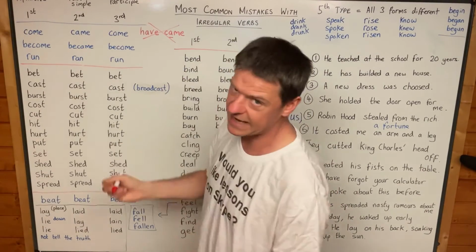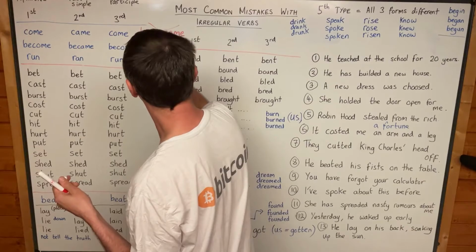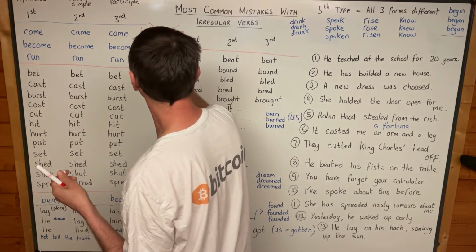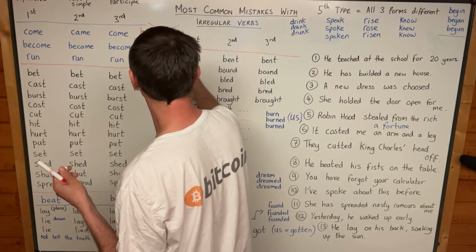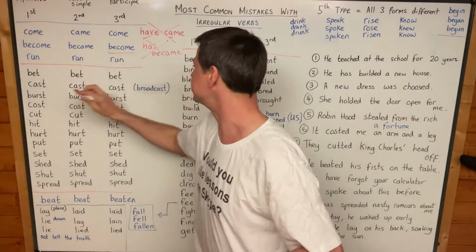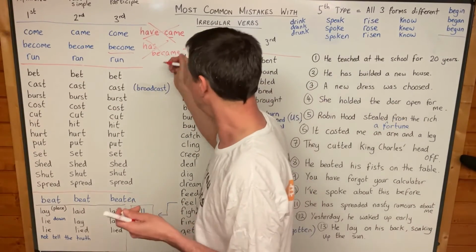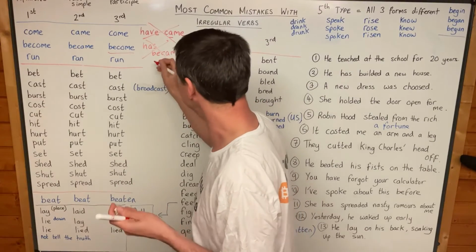And have became is also the most common mistake, or let's put it in a different way. Yeah, well, this is has became. That is wrong as well, of course. Yeah, for exactly the same reason. The third form is actually the same as the infinitive. Have become, have come, and have run, not has ran, yeah, or is ran.